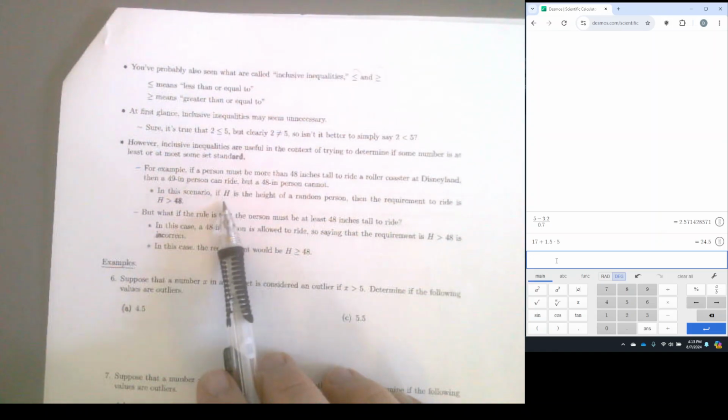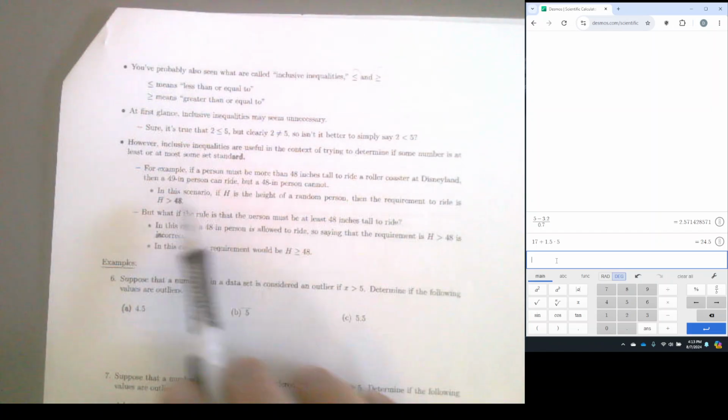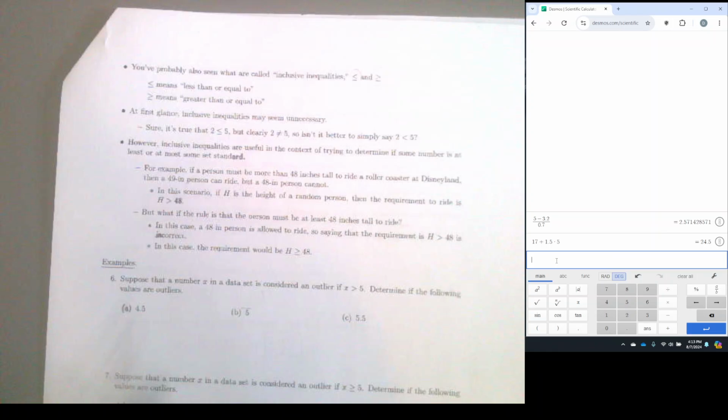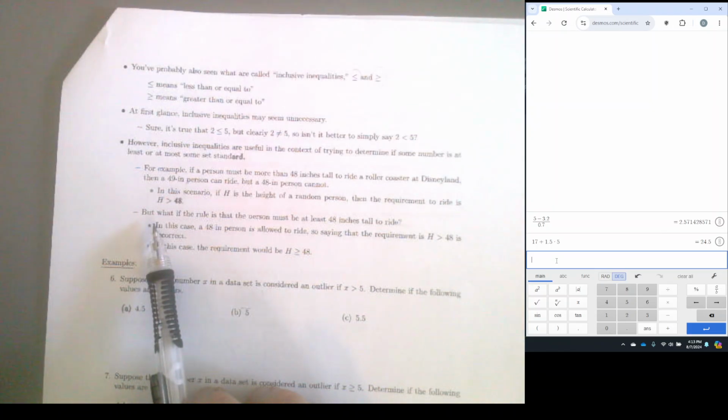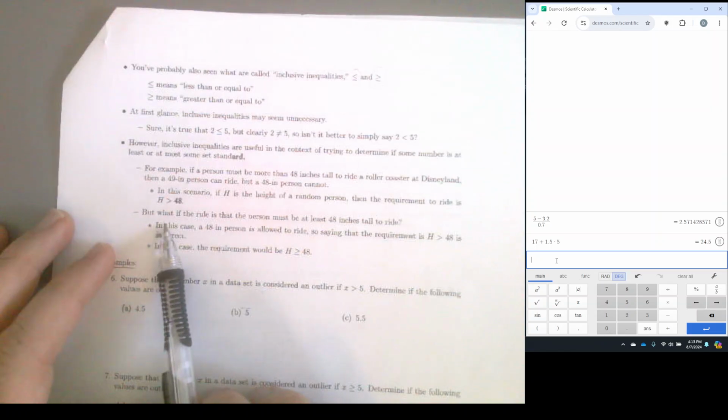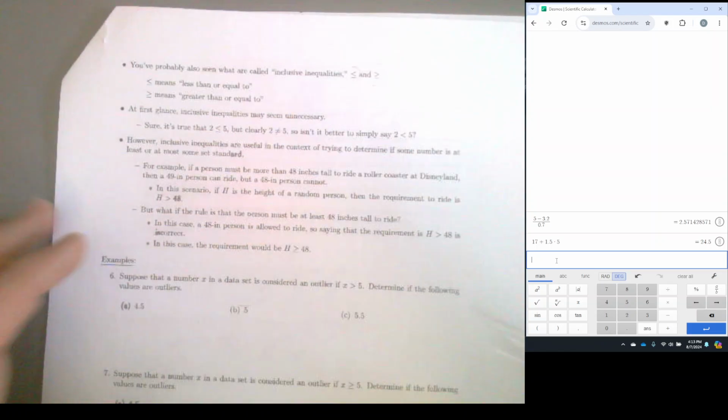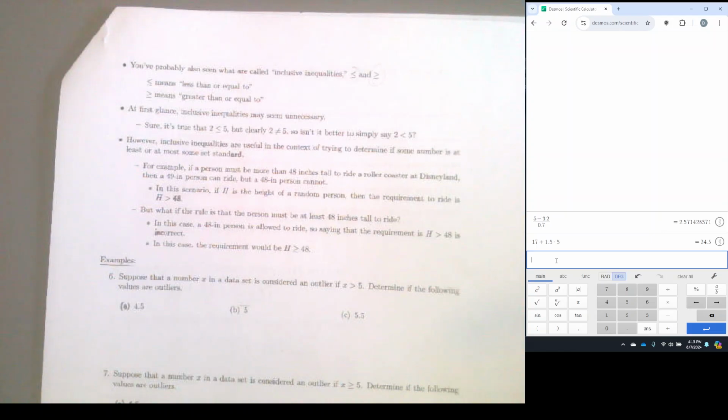In this scenario, if h is the height of a random person, then the requirement to ride the ride is that h is greater than 48. Their height has to be more than 48. But of course, that's not the way those kinds of rules usually work. Usually the rule is that the person must be at least 48 inches tall to ride, which means that if they're 49 inches, they can ride.